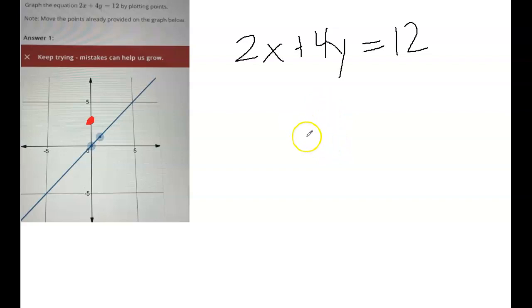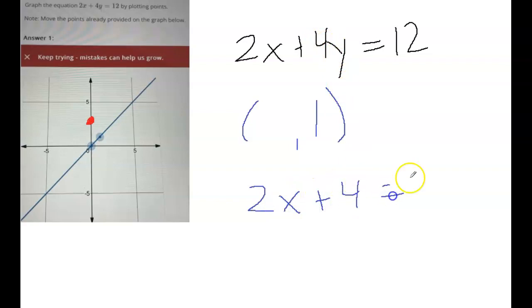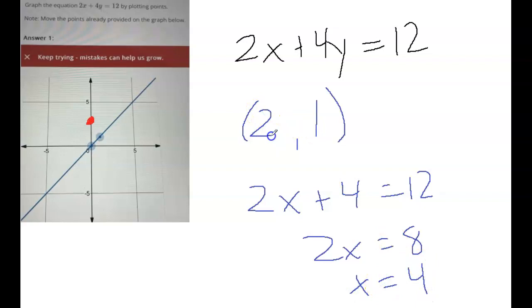So I'll do one for y. I again like to start with 0. It's very quick and easy to plug in. I'll do 1 instead, just so you can see something a little different. Plug a 1 in there for y, you have 2x plus 4 times 1, so that'd be 4 equals 12. Subtract 4 from both sides, divide both sides by 2. So when x is 2, y is 1.